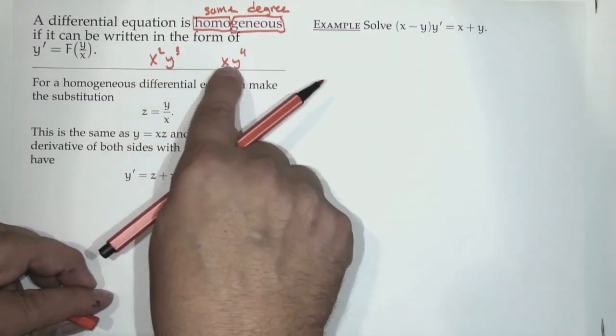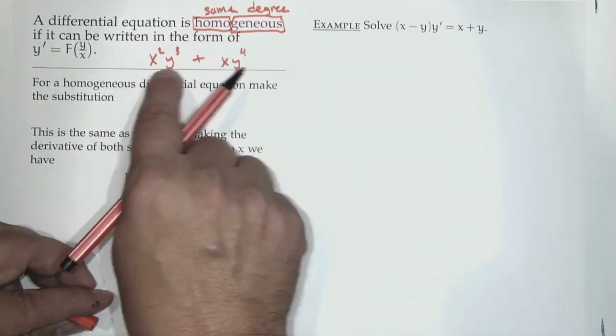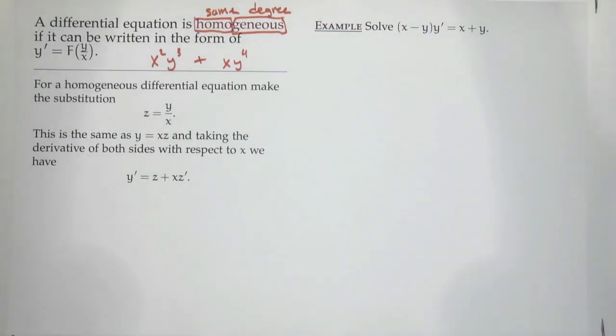You add 2 plus 3, here, 5. So this would be something that's homogeneous if you added these together because you have the same degree. So that's what that is coming from.